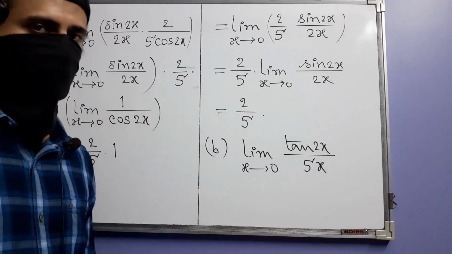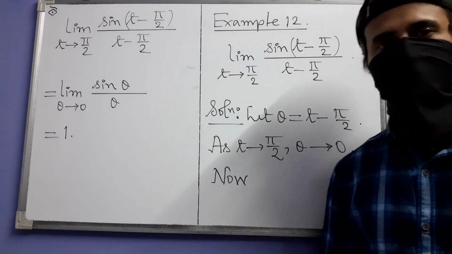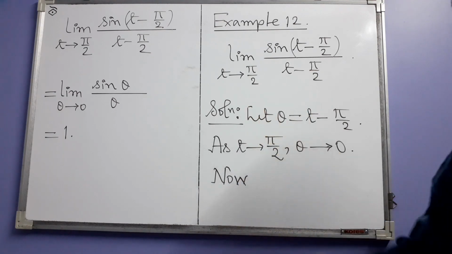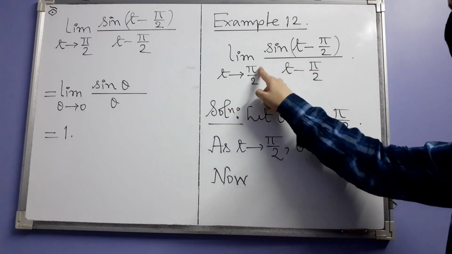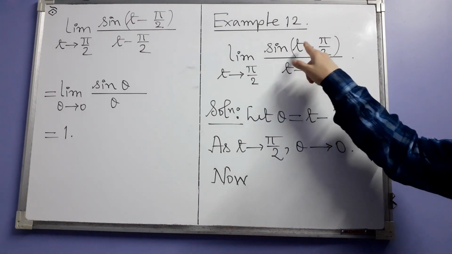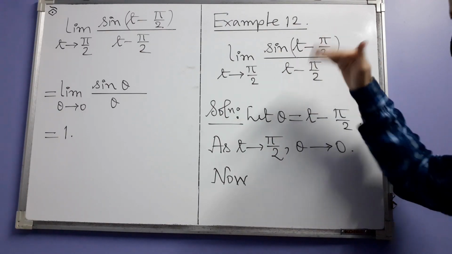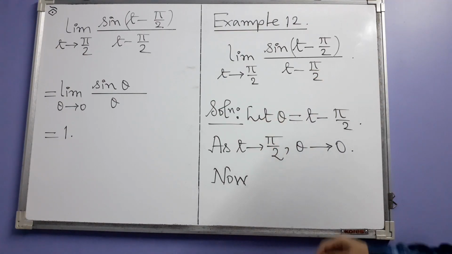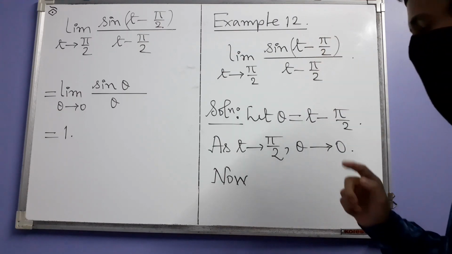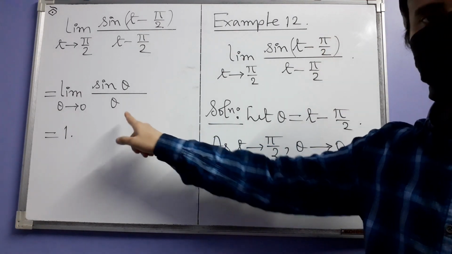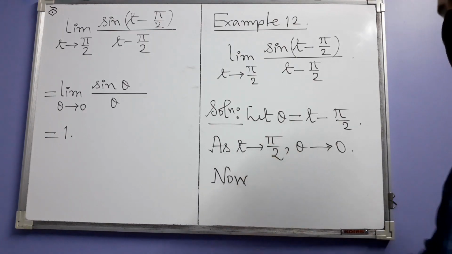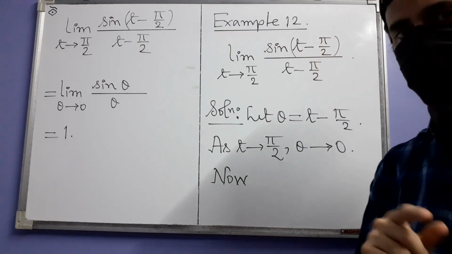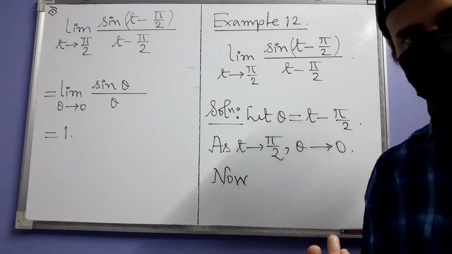And then there is one more example as well. Next we have example 12. So this time we do not see that the variable is approaching 0, but let's see the function. The variable is t and t is approaching pi divided by 2, and the function is sine of t minus pi divided by 2 divided by t minus pi divided by 2. So at first it looks very complicated, but actually it's exactly this limit in disguise. Once you recognize the fact that you can just treat this t minus pi divided by 2 as a single variable, your job is done.